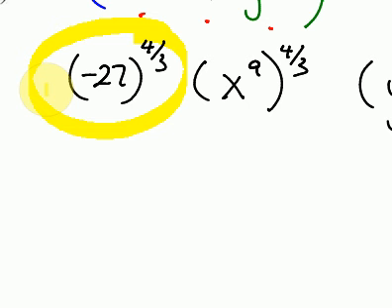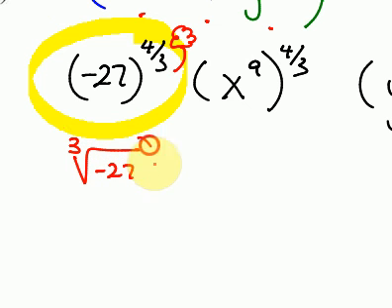Fractional exponent, number. Can you think of the root and the power? So what does that 3 represent? That 3 is the cube root. Good. So what I'm asking you to do now is take the cube root of negative 27 and then raise it to the power of 4. So think about that, please, while you work on that.